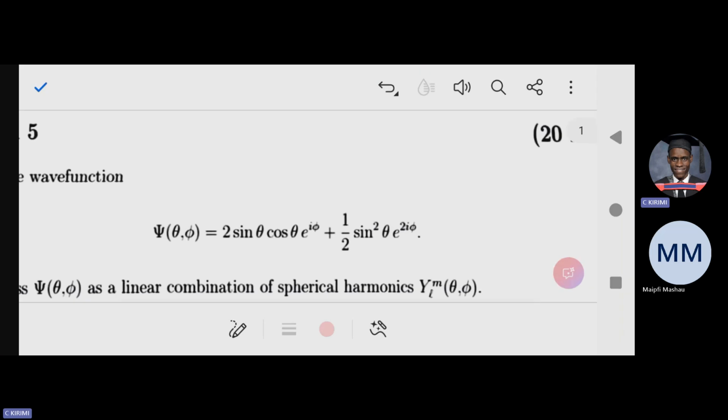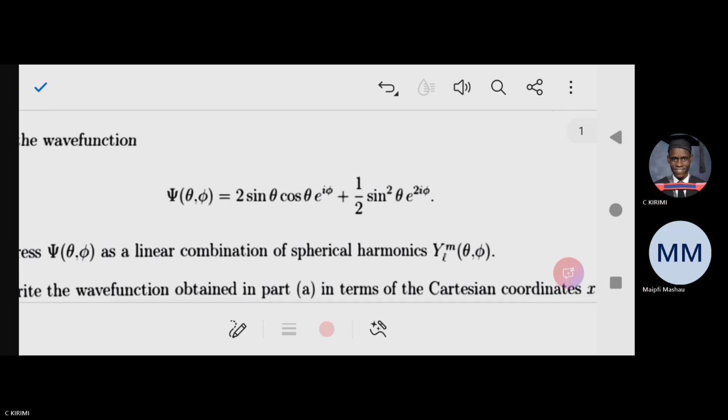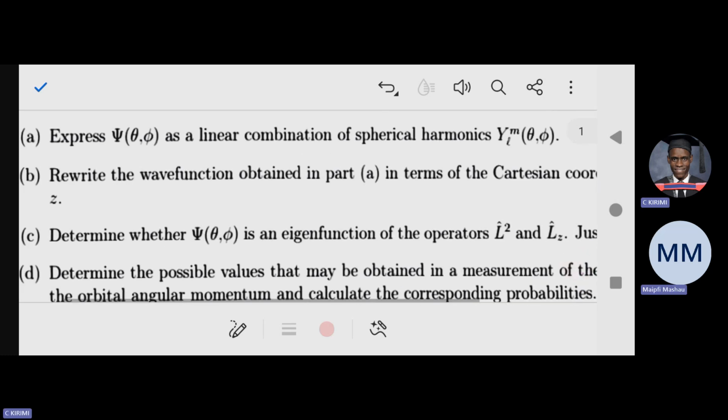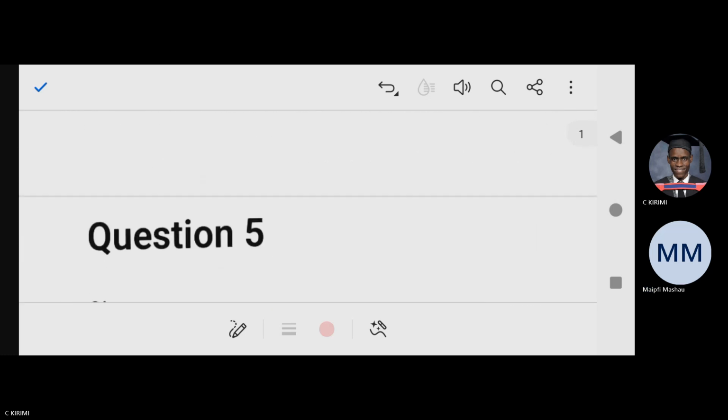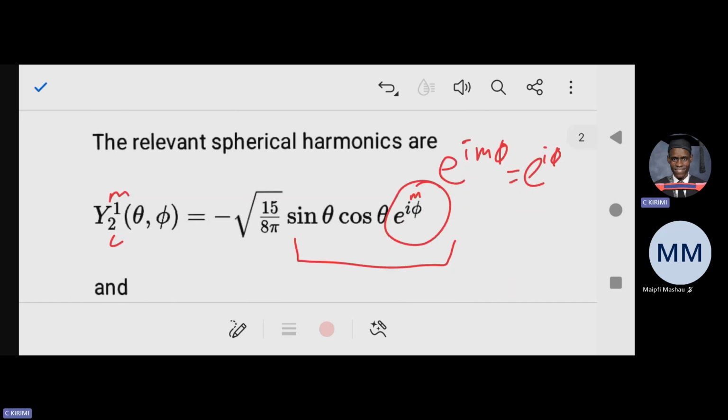Are we not getting 18 pi? Try to substitute and tell me what you are getting. You want to get this value where it's sine theta 15 over 8 pi, and the value of m is 1 and the value of L is 2.